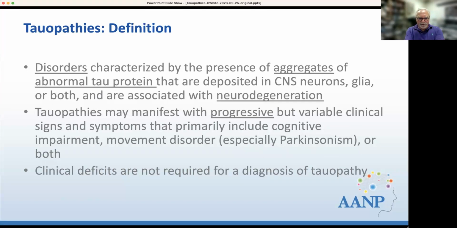Tauopathies, to begin with, can be defined as disorders that are characterized by the presence of aggregates of abnormal tau that are deposited in the CNS neurons, glia, or both, and are associated with neurodegeneration. They may manifest with progressive but variable components of clinical signs and symptoms that primarily include cognitive impairment or movement disorder, especially Parkinsonism, or in some cases both. Noteworthy is that clinical deficits are not required for a diagnosis of tauopathy. So as neuropathologists, we can make a diagnosis of tauopathy without involvement of any clinical colleagues.